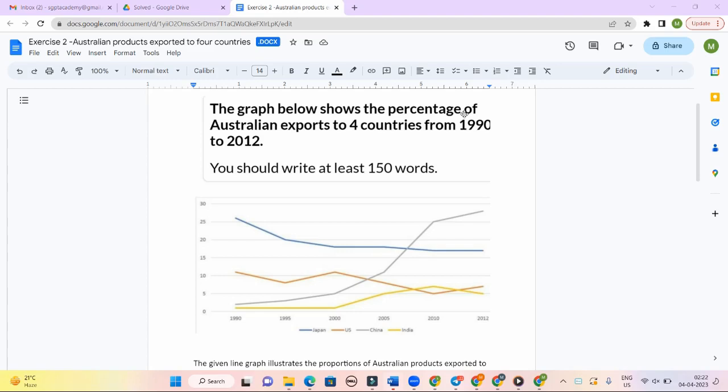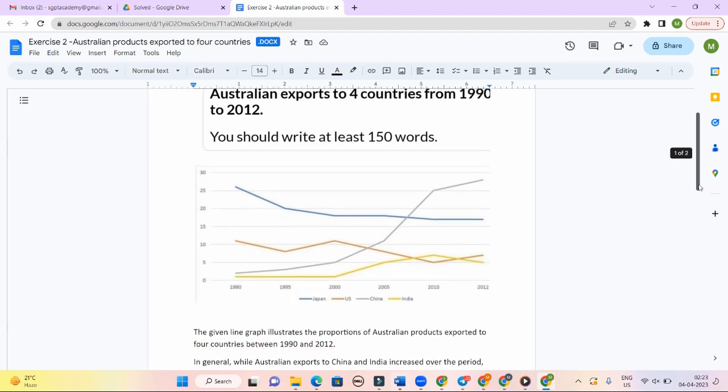The question is, the graph below shows the percentage of Australian exports to 4 countries from 1990 to 2012. Write at least 150 words. Now let's understand the graph first.